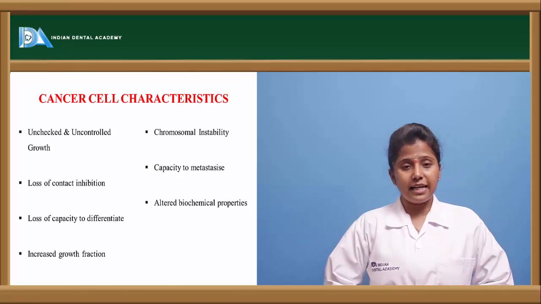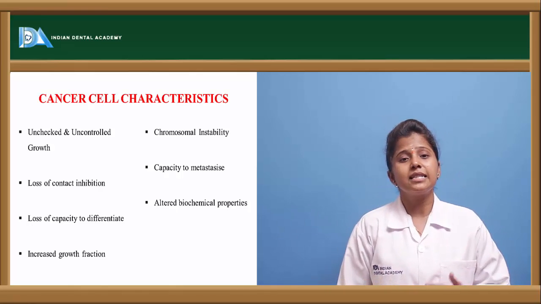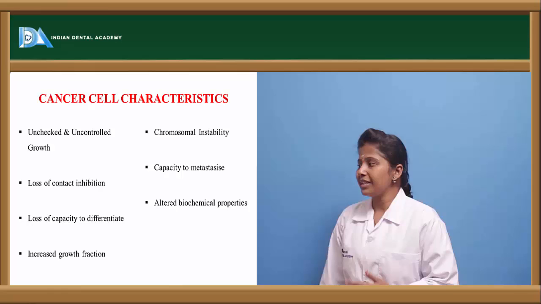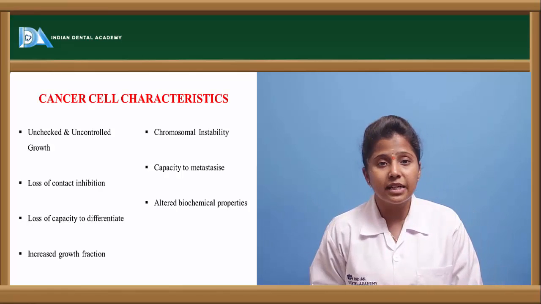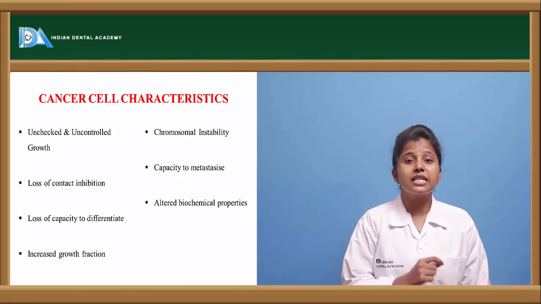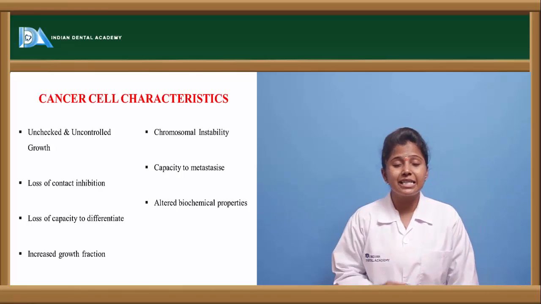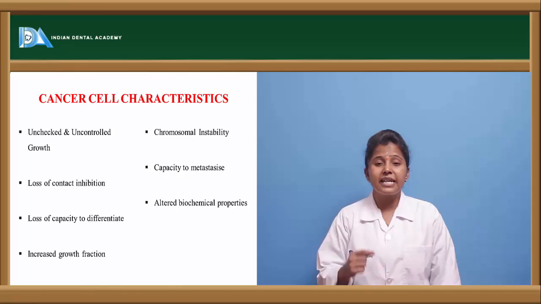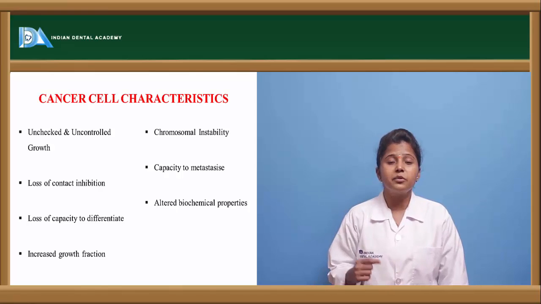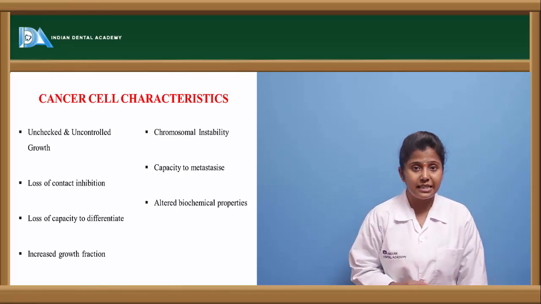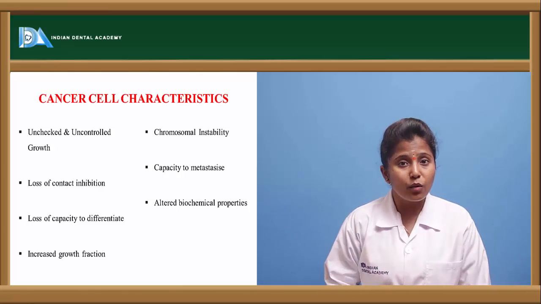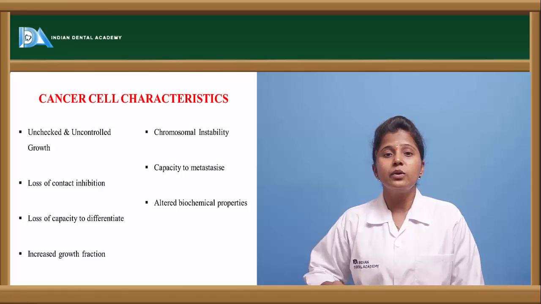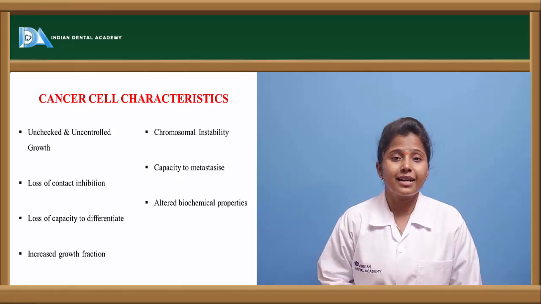What are the cancer cell characteristics? How does the cancer cell differ from the normal cell? We can say it is unchecked and uncontrollable. If a cancer cell is present in the body, it is not recognized in the initial stages. It will take some time. The cell will replicate until a tumor is formed. We can't recognize cancer cells that easily, because in the initial stages they look like normal cells. Once they replicate and divide, only then can we recognize that it is a cancerous cell.